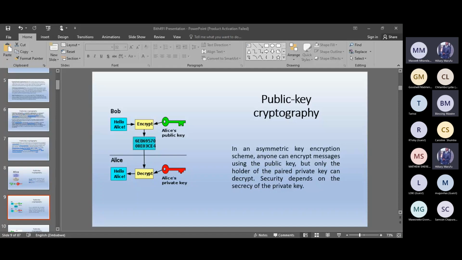I think before you have said Alice's public key is always available. I'm sure Alice's public key can be taken from Alice.